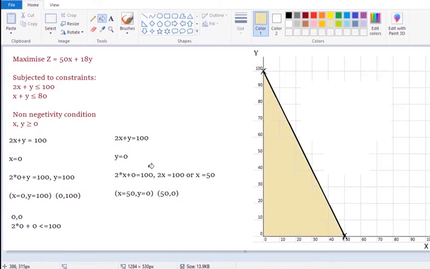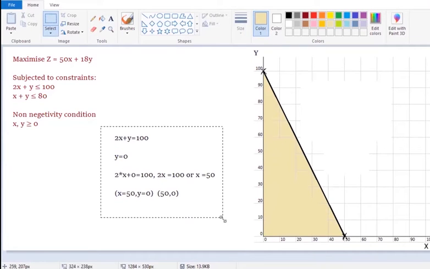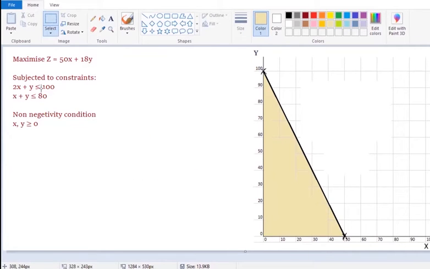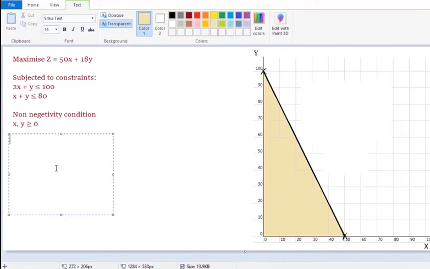Now I am going to find out the region for the second constraint. This is the region for the first constraint. Now, what is the region for the second constraint? First, I will convert the constraint into an equation. What is the constraint here? x plus y less than or equal to 80. So I put x plus y equal to 80.